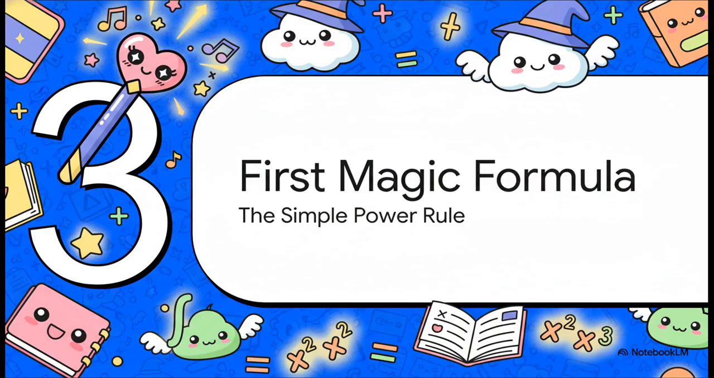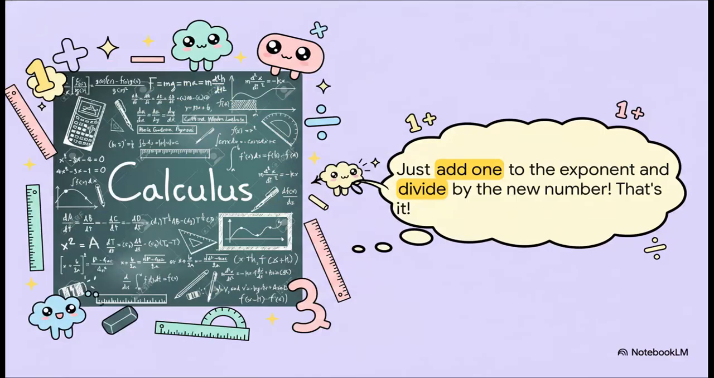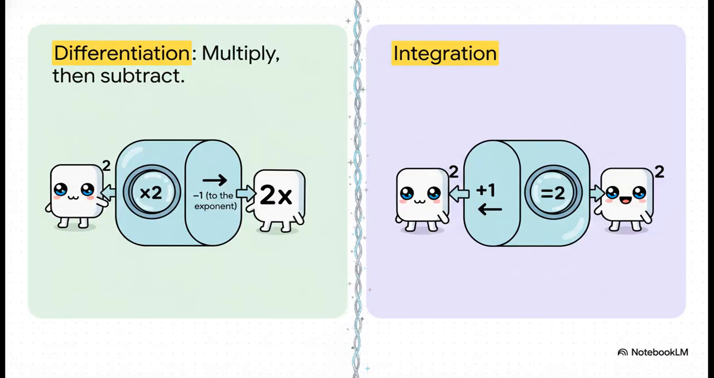Are you ready to actually solve one of these things? Let's learn our very first magic formula, the simple power rule. I know, the official formula looks a little intense, but the rule itself, it's actually super simple. All you do is take the exponent, add 1 to it, and then divide the whole thing by that new number. Seriously, that's it.